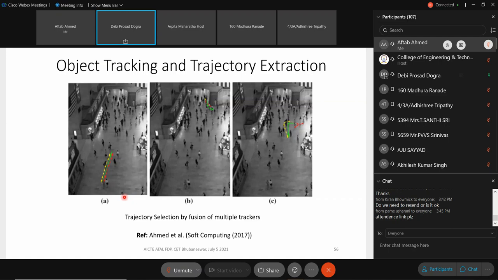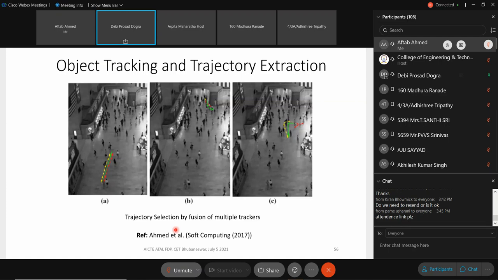There are many existing tracking algorithms. Here, what I would like to show you is how different tracking algorithms actually perform, and how you can use a kind of fusion strategy to come up with a better model. For example, this work was proposed in Soft Computing in 2017 by one of my students. He carried out some experiments extracting the trajectories using existing algorithms and with respect to the ground truth, which is obviously manual tracking by humans.